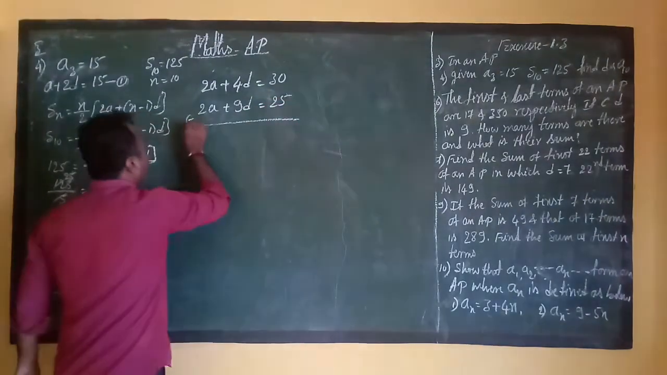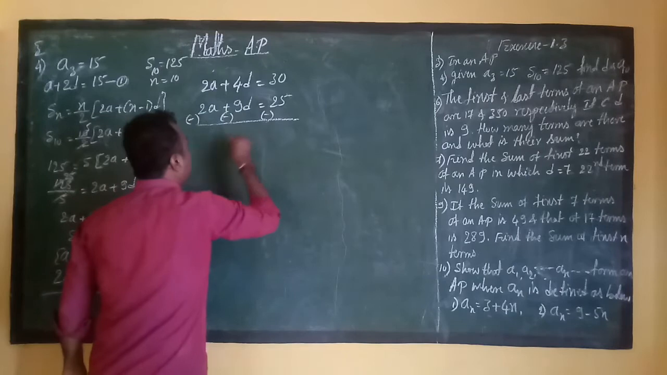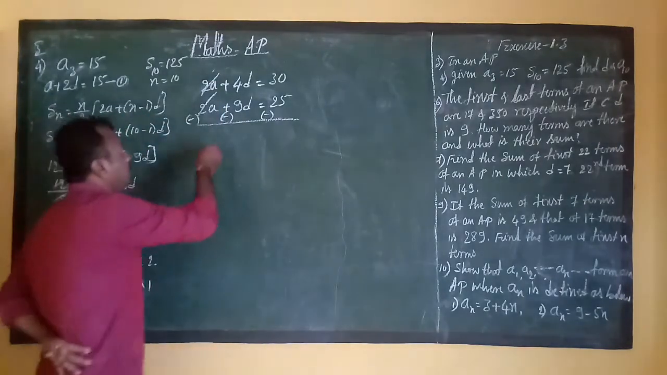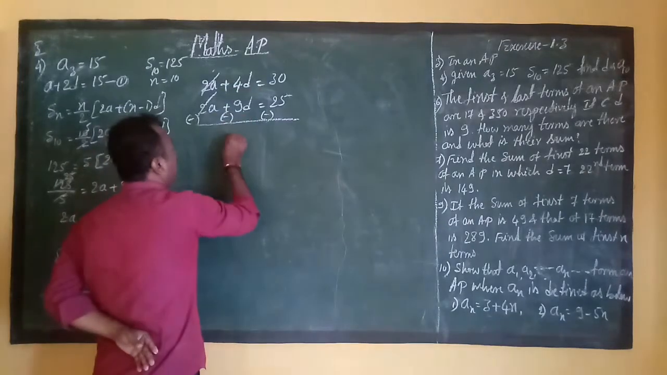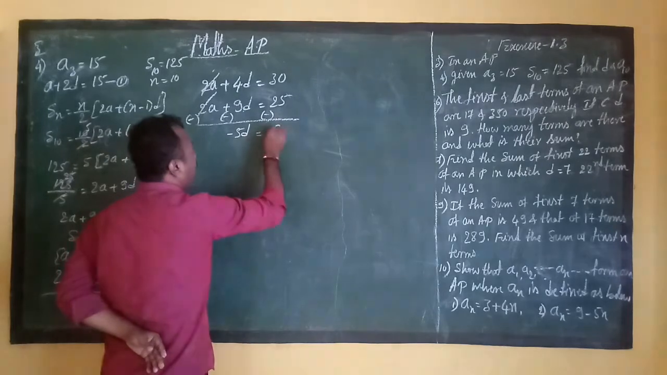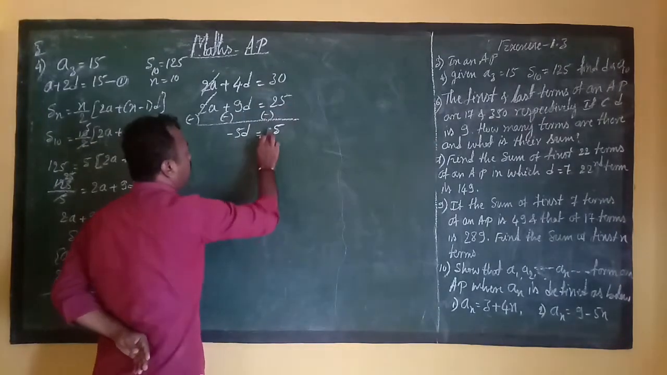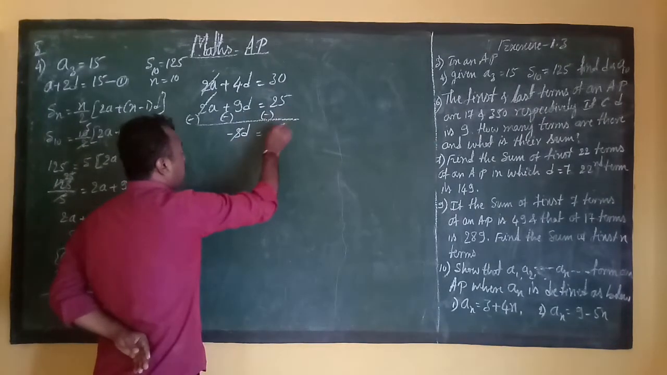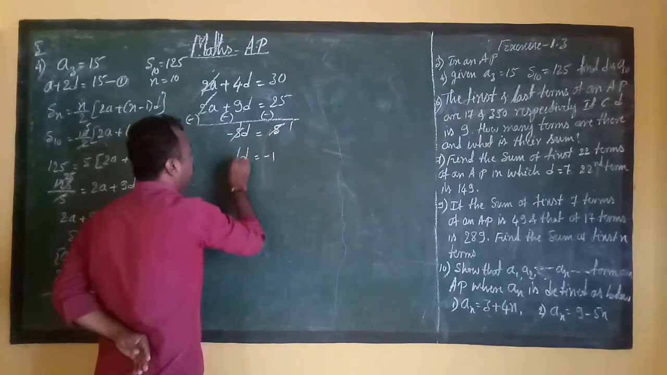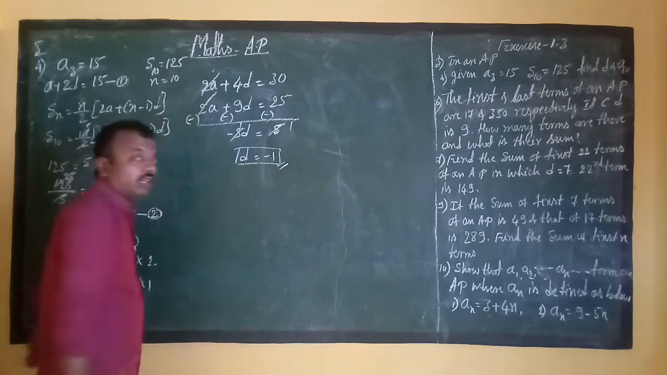Yes, now we have to subtract it, changing the signs. So 2a plus 2a minus 2a get cancelled, remaining minus 9d plus 4d minus 5d, it is equal to 30 minus 25, which is 5. Then 5 gets cancelled, 5 ones are 5, remaining d is equal to minus 1. D value we can get.